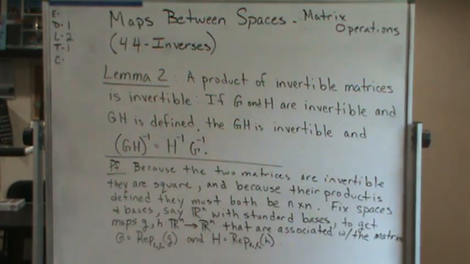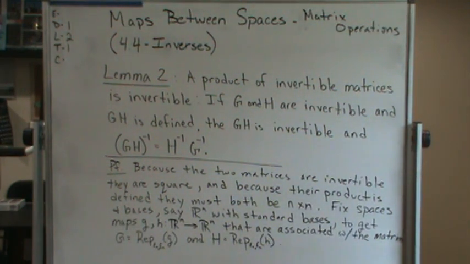Okay? So now the proof starts this way. It says because the two matrices are invertible, they are square. That should be obvious, right? And because their product is defined, then guess what? They have to have the same dimensions. So let's say that they're both n by n matrices, right?